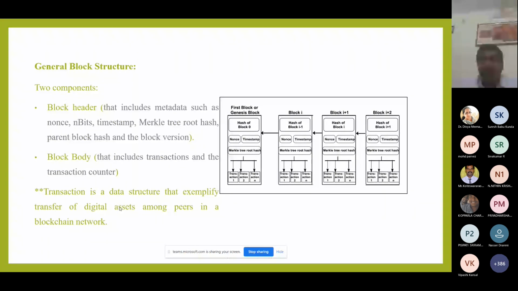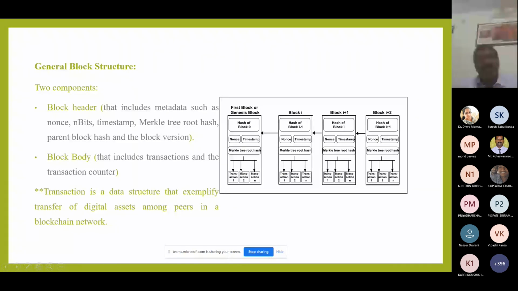Have a look. We have a hash value in the block, and then we have nonce, timestamp, Merkle tree root hash, and several transactions from transaction 1 to transaction n. We call it a block header and block body. The block body consists of transactions and the transaction counter. The counter is the number given to the transactions. And the block header includes metadata such as nonce, n bit, timestamp, Merkle tree root hash, parent block hash, and the block version. Metadata is data about the transactions here.